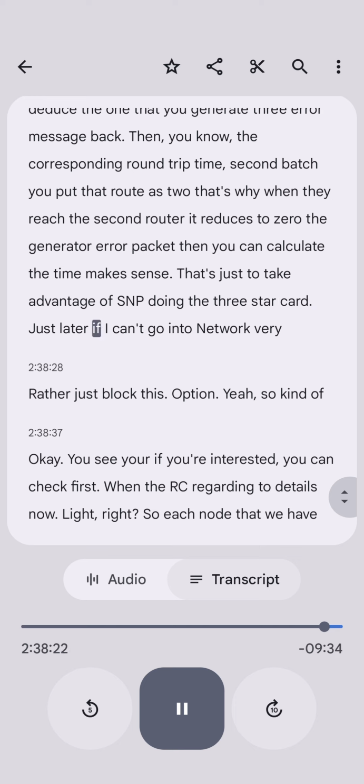Okay, later you have time with the network layer. That's why you can do those kinds of statistics. But typically many routers just block this function here. If you're interested, you can check the corresponding RFC regarding the details.